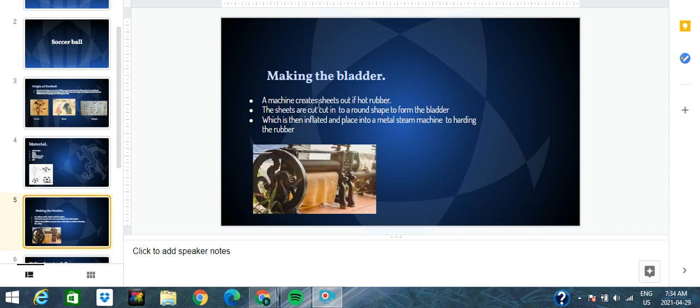So first, there's this machine right here. It heats up rubber and creates a sheet form. The sheets are cut by workers to form the bladder. They're inflated by workers and put into a steam machine to harden the rubber.